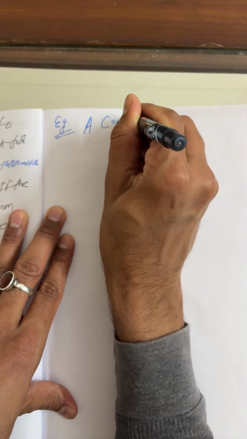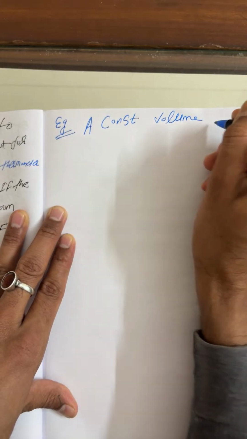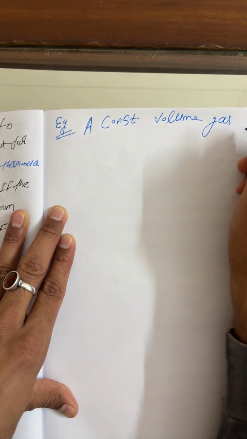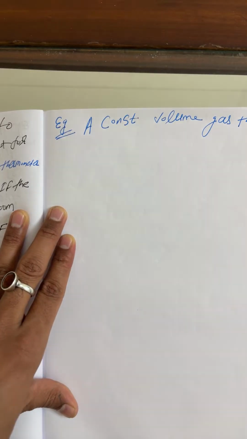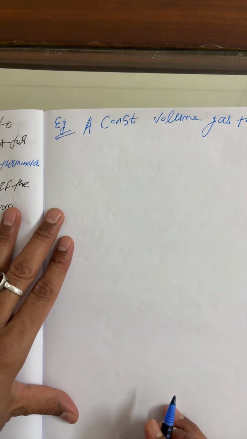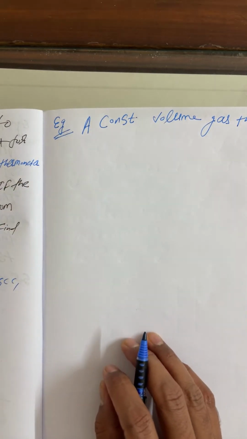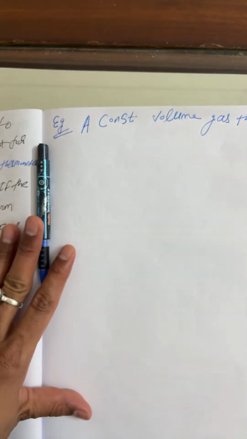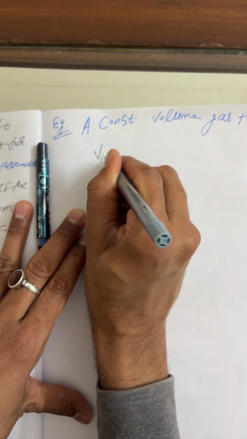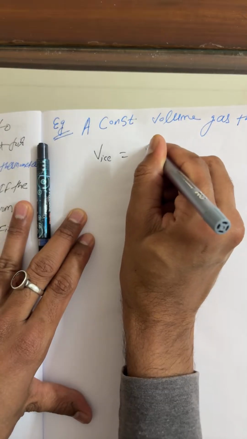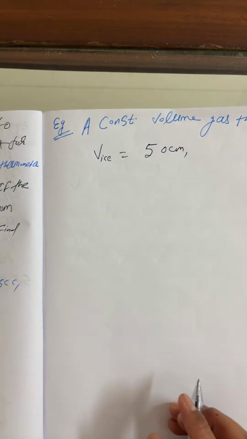What, my dear? This is a constant volume gas thermometer. For the pressure readings, you can take 50 centimeter and 90 centimeter. You can take the volume as constant. So the volume at the ice point, the pressure reading is 50 centimeter.